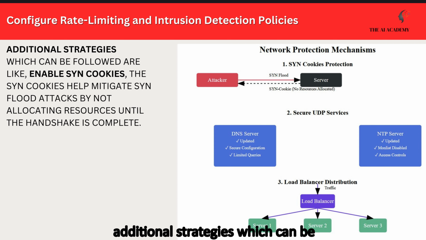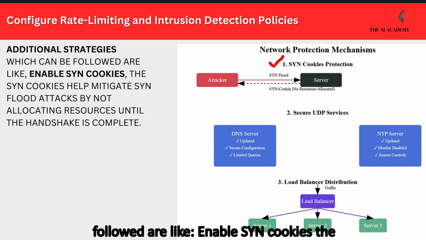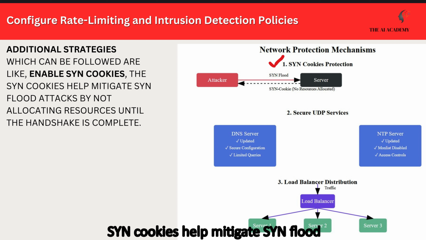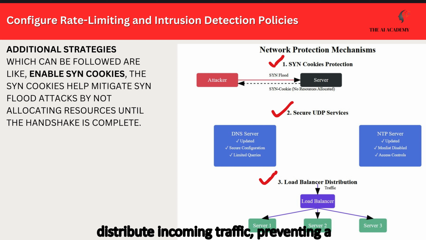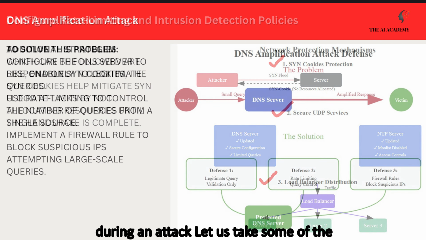Additional strategies that can be followed are: enable SYN cookies. SYN cookies help mitigate SYN flood attacks by not allocating resources until the handshake is complete. Most modern operating systems support this feature. Patch and secure UDP services, ensuring services like DNS and NTP are updated and configured securely. Disable unnecessary commands, like monlist in NTP. Deploy load balancers. Load balancers distribute incoming traffic, preventing a single server from being overwhelmed during an attack.